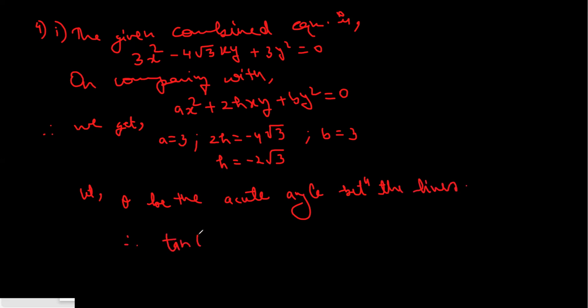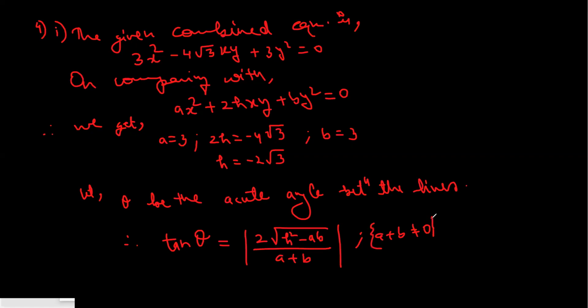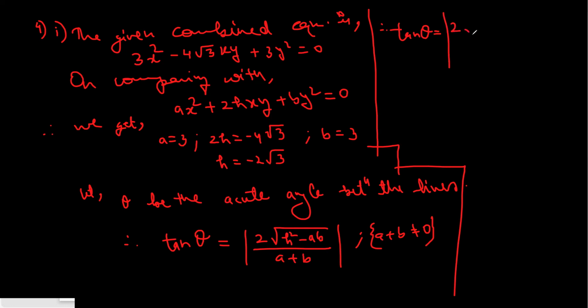Therefore, tan theta equals 2 root of h square minus ab upon a plus b. So now we will find tan of theta. Therefore, tan theta is mod of 2 root of h square minus ab, h square minus ab, a into b, which is 3 into 3, upon a plus b, that is 3 plus 3.